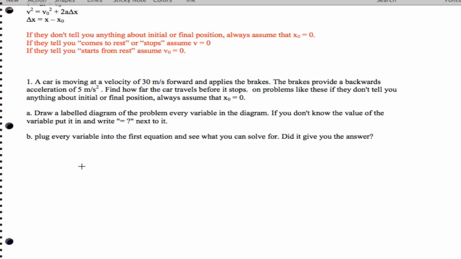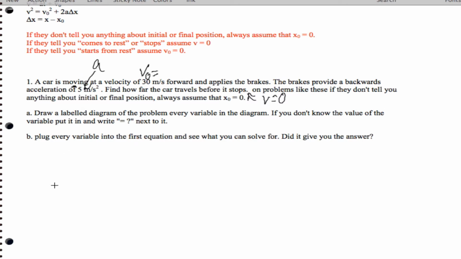So we start with problem number 1. We've got a car moving forward, and then it accelerates to rest. Notice I said accelerates to rest. So the car is moving forward, and the brakes want to provide an acceleration that goes backwards. So what we're going to do is label a lot of variables. We start off with an initial velocity of 30, and since the car stops, we know that v final is 0. Finally, we have an acceleration of 5 meters per second squared, and we're going to realize it's negative.